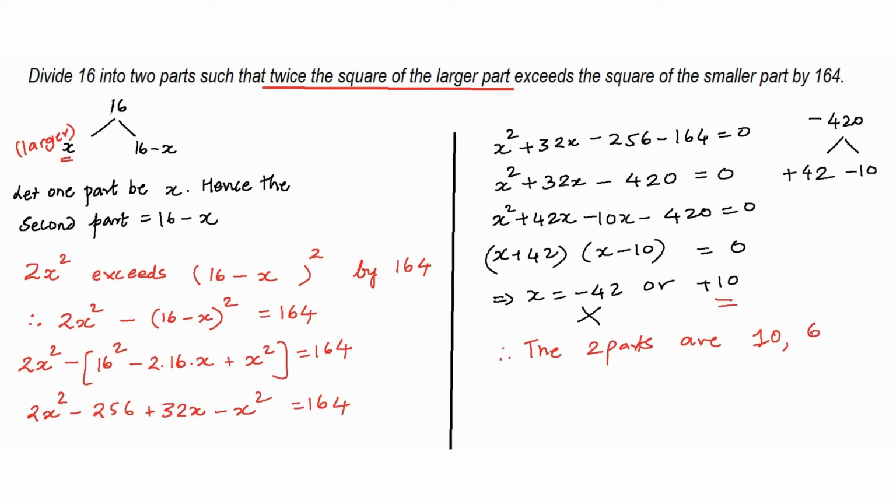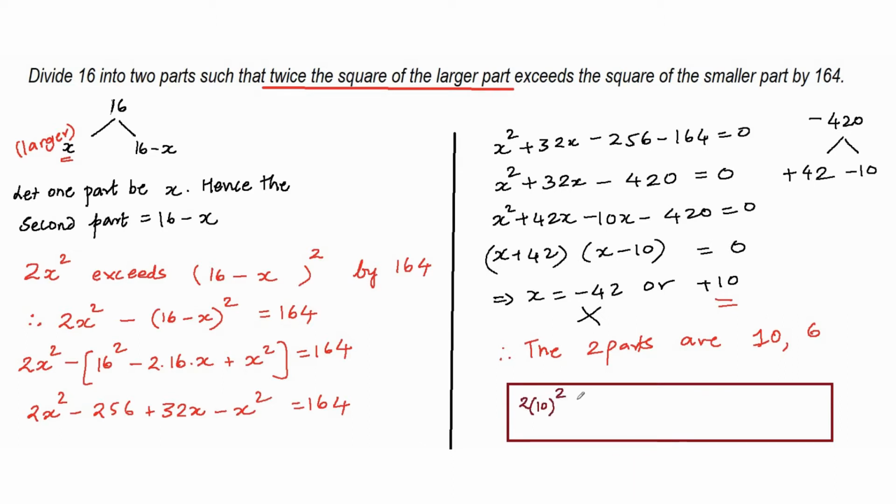Let us check if our answer is right. Divide 16 into two parts. So these two are the parts of 16. Twice the square of the larger part. So let's quickly have a check box. So twice the square of the larger part, that is 2 times 10 square, exceeds the square of the smaller part. So let's check how much this is. 10 square is 100, 2 into 100 is 200. So 200 minus 36. Now 200 minus 36 is 164, and that matches the question, and hence our numbers are right. So pausing for a few seconds before moving on to the next one.